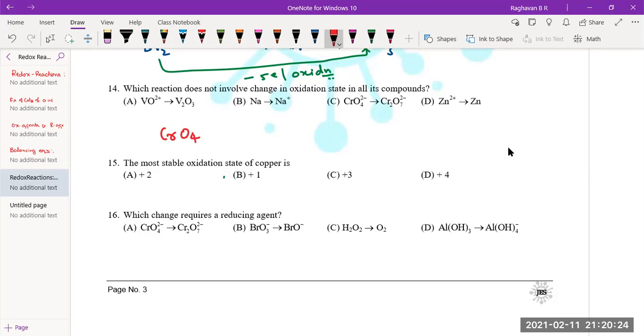What is the name of CrO4 2-? Chromate. Cr2O7 2- is dichromate. What is the color of chromate? Yellow. And dichromate? Orange. They both can be interchanged, right?